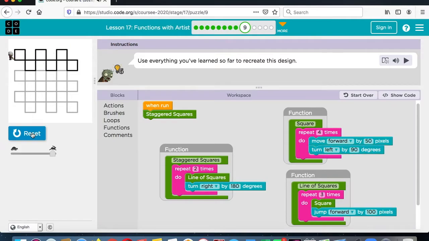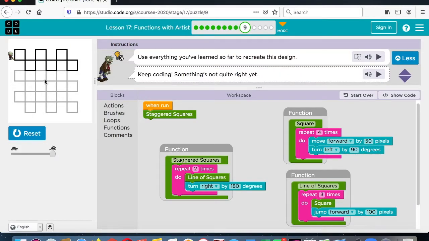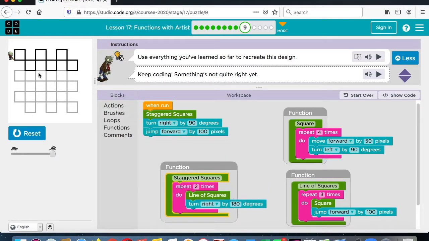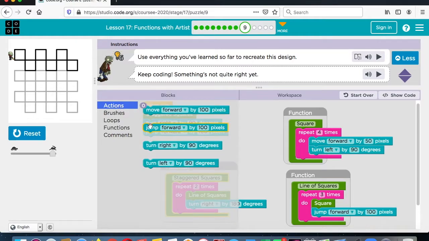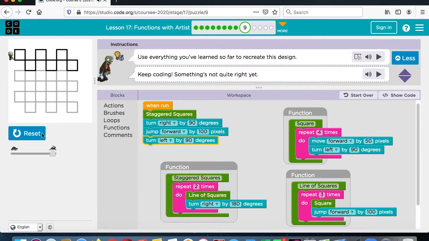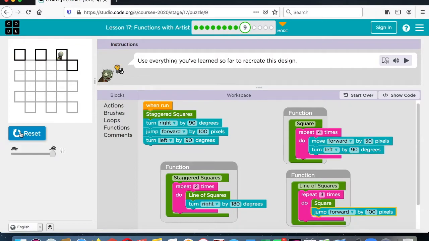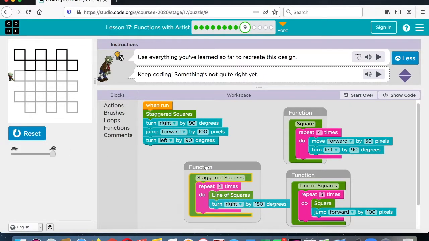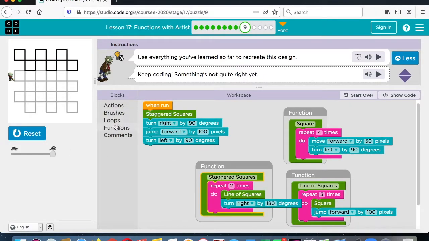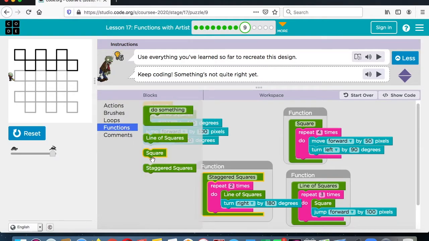Staggered squares, now it does the 2 rows. Now we're over here. Here's the tricky part. We're going to turn to the right, and you jump from here to here. So that's going to be 100. And then once you get here, you turn to the left. So let's take a look. Now you get here, and what can you do again? You're going to do your staggered squares again.